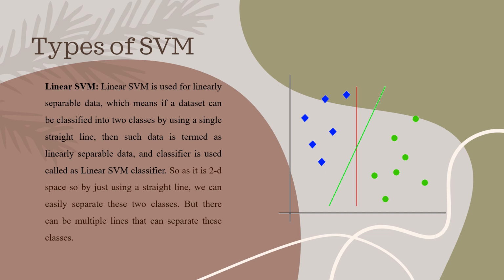So as it is 2D space, by just using a straight line we can easily separate these two classes, but there can be multiple lines that can separate these classes.